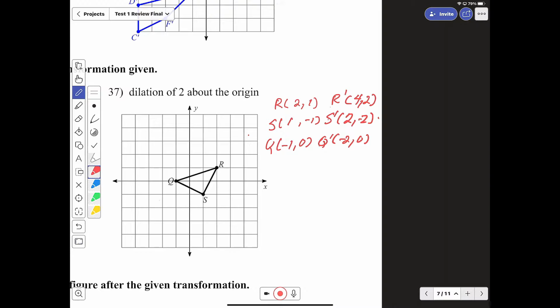So R prime is 4, 2: 1, 2, 3, 4, up 2. That's R prime. S prime is 2, negative 2, so that's S prime. And then Q prime is negative 2, 0. Connect the points. And there is the enlargement about the origin.